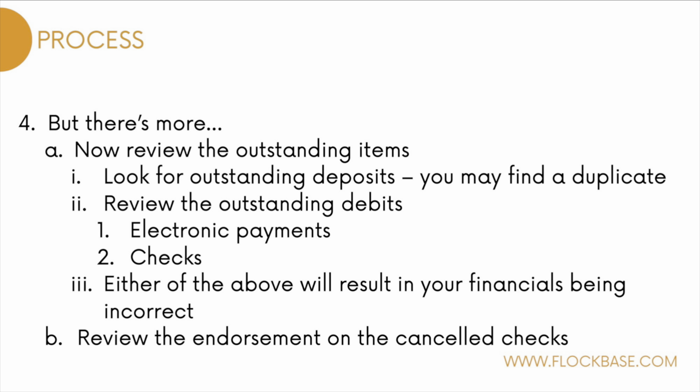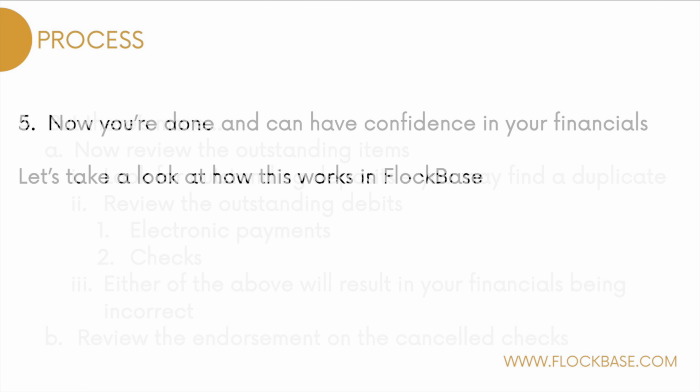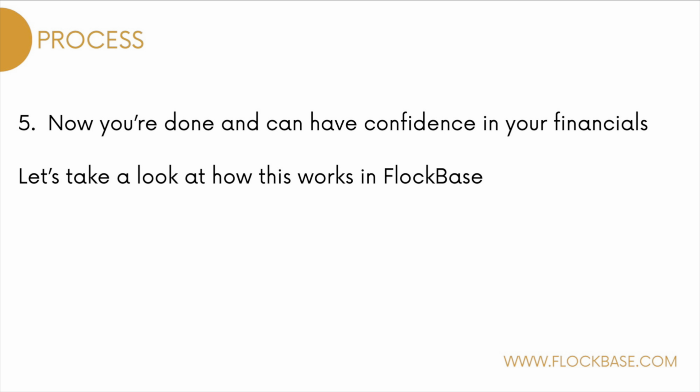Are there any that are still outstanding that shouldn't be? If a check has been outstanding for 3 or 4 months and it's a local person or a local business, maybe that check never got to them. So you may need to take some follow-up action based on what you find. And just remember that either of these will result in your financials being incorrect. If you've got a duplicate payment or if you've got a duplicate deposit, you just need to clean that up. And then another step is you may want to review the endorsement on the canceled checks just to be sure that the appropriate payee actually received the funds. Okay, now you're done and you can have confidence that your financials are accurate.